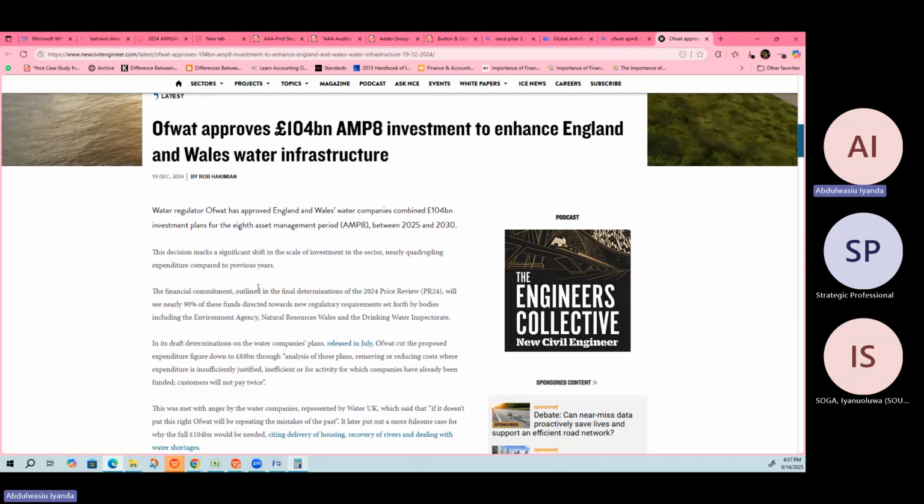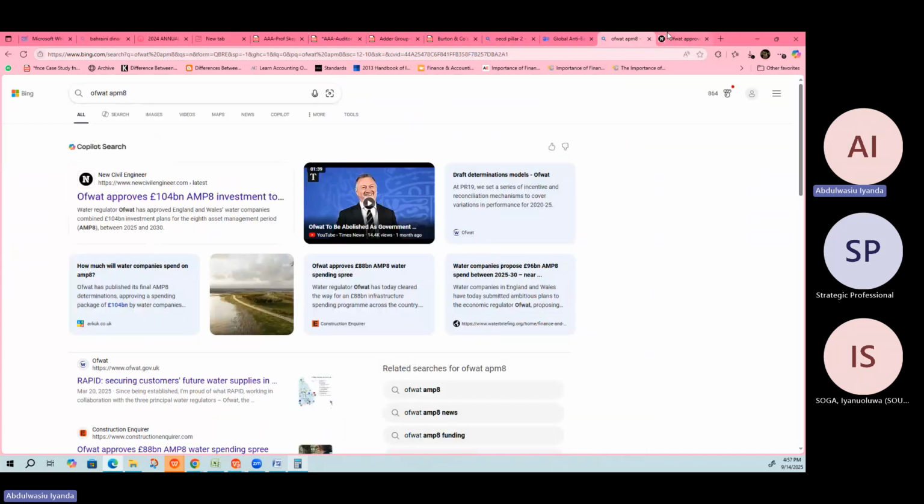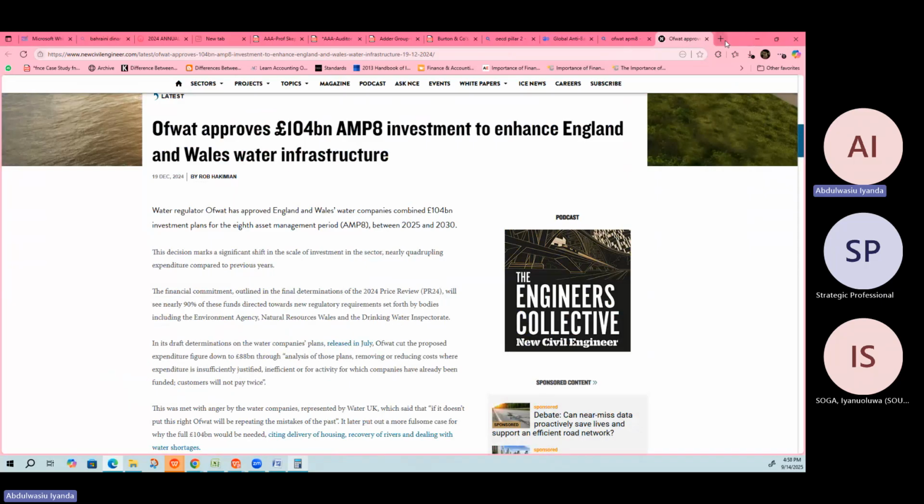Ofwat can say, I need you to do this, and it applies to the whole of England and Wales. So this is a regulation. If Ofwat asks them to do something and you feel it is unfair, there is the CMA, the Competition and Markets Authority. There are some environments where the regulation is too complex.